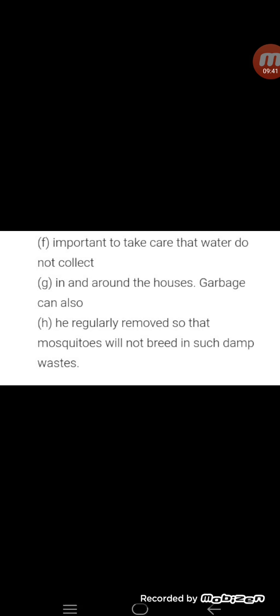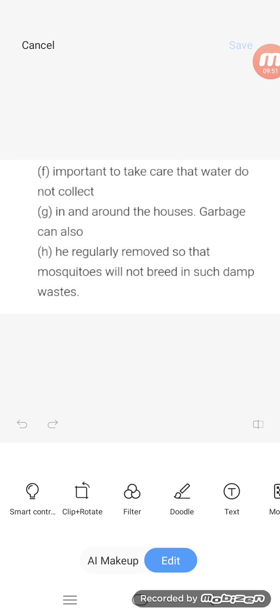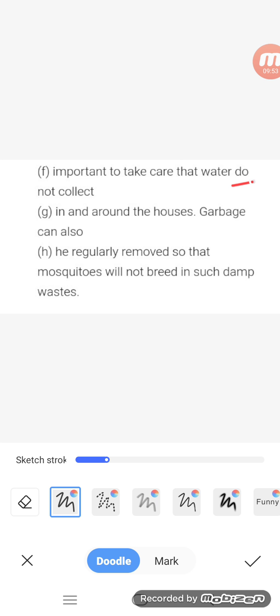Important, next is important to take care that water do not collect. So here once again I can see the wrong answer is given, that is "do" change into "does". In and around the houses.